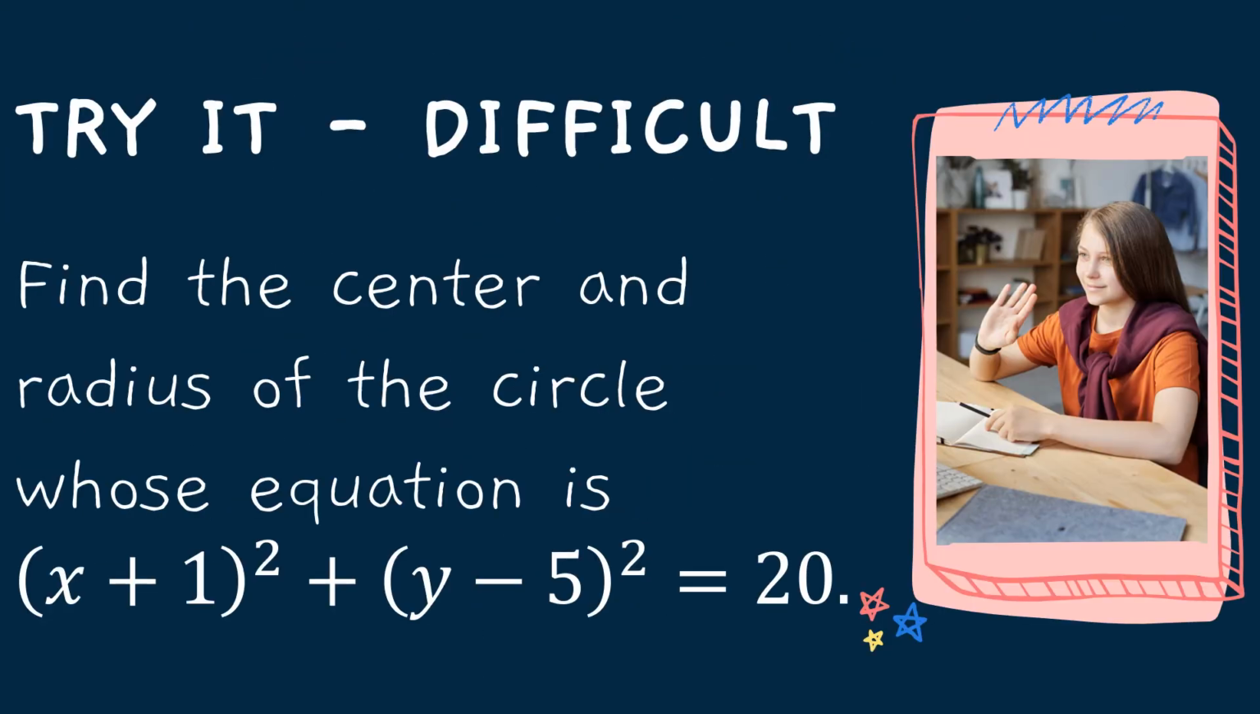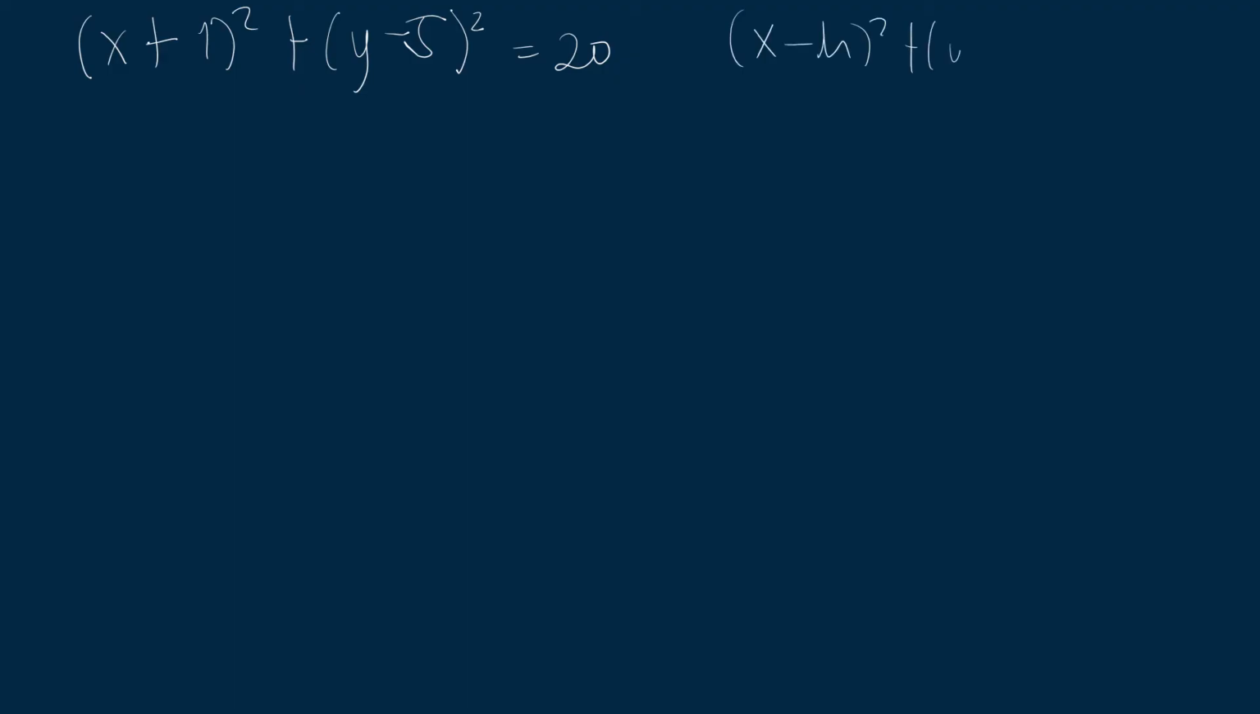Find the center and the radius of the circle whose equation is (x + 1)² + (y − 5)² = 20. Writing the equation, we have (x + 1)² + (y − 5)² = 20. Write the standard format on the right side: (x − h)² + (y − k)² = r².